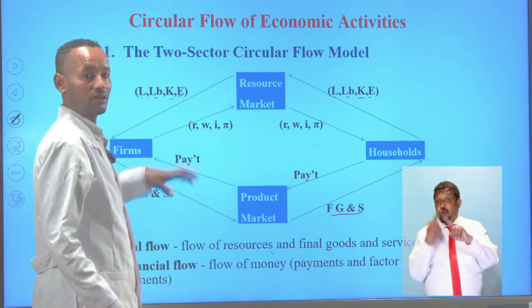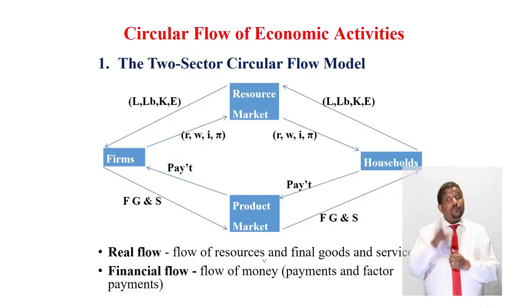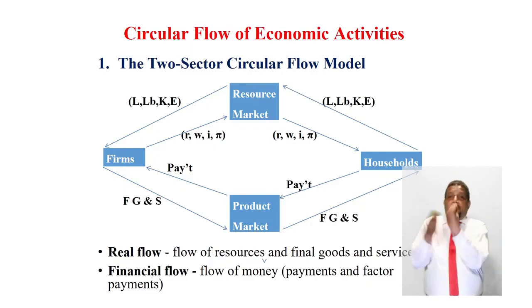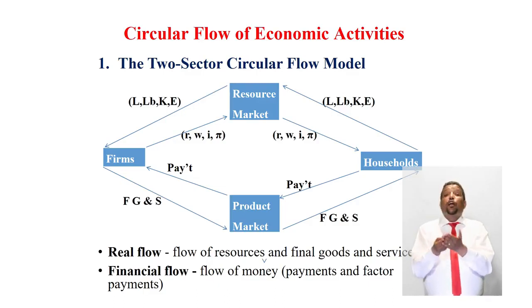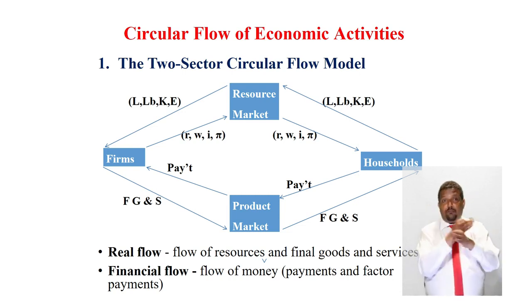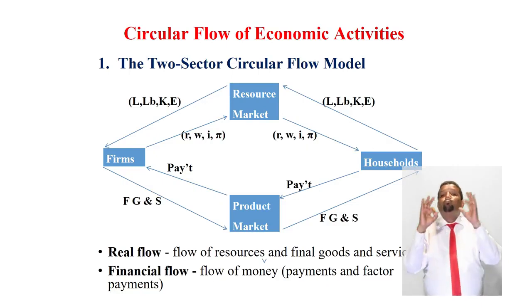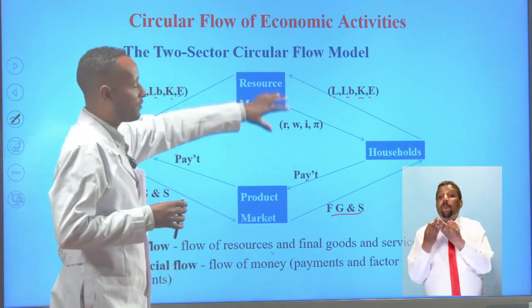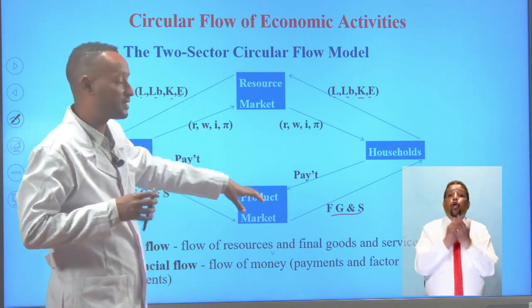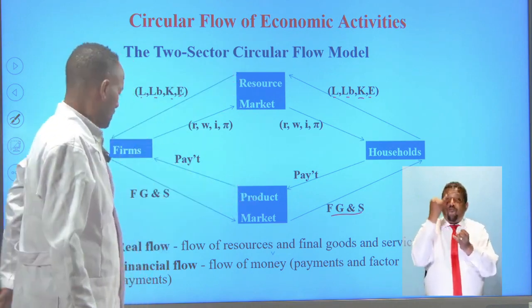So, from this relationship, don't forget these four circular flows. First, in the resource markets, households are suppliers of economic resources. In the resource markets, firms are demanders of economic resources. In the product market, firms are suppliers of final goods and services. In the product markets, households are demanders of final goods and services. This flow, the flow of economic resources and final goods and services, is called real flow.